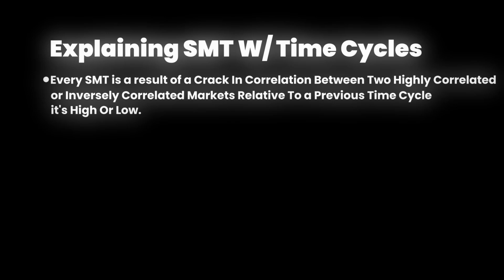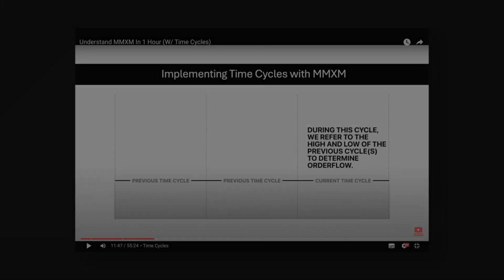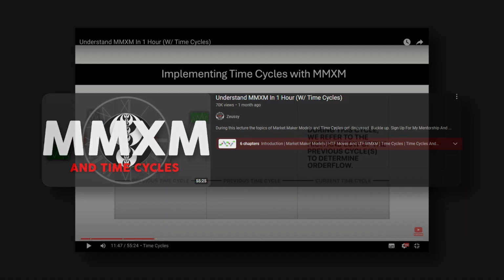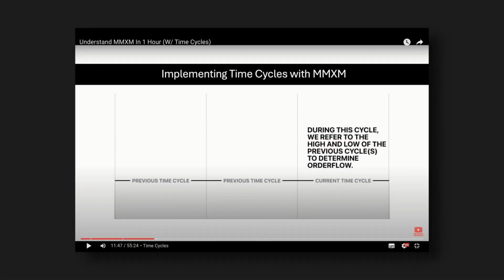Understanding SMT is crucial, and therefore I want to showcase to you the importance of time cycles and SMT. Because you need to understand that every single SMT is a result of a cracking correlation between highly correlated or highly inversely correlated markets, their respective delivery relative to a previous time cycle's high or low. Here you can see a screenshot from a lecture that I shared prior on my public YouTube channel. Inside of this image you can see that there are three time cycles. What's very important to note is that each time cycle has a high and low.